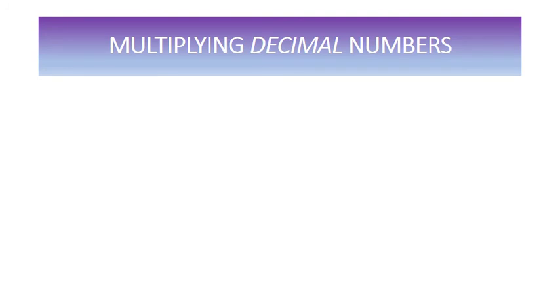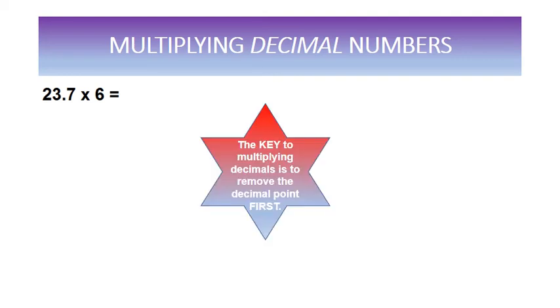So far we've focused on how to multiply whole numbers. Now we're going to look at how to multiply decimal numbers. So for example, we might be asked to do 23.7 multiplied by 6. And the first crucial step that we need to remember when we're multiplying decimals is this: to remove the decimal point first. So what we're going to do is we're going to read this calculation as 237 multiplied by 6.